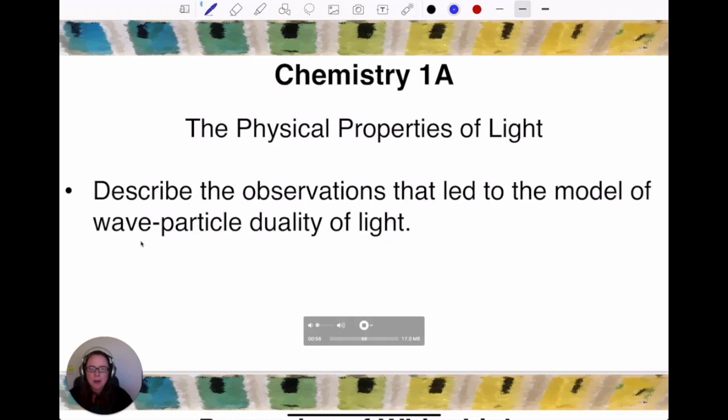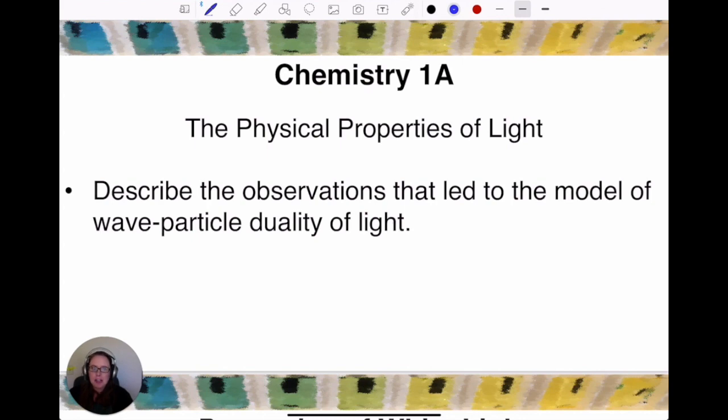Everyone. So today we're going to start talking about the physical properties of light. We're switching gears a little bit from where we were with reactions and enthalpy of reaction, and we're going to talk about a different type of energy, and then from here we're going to build up to electronic structure, atomic structure, and molecular structure.